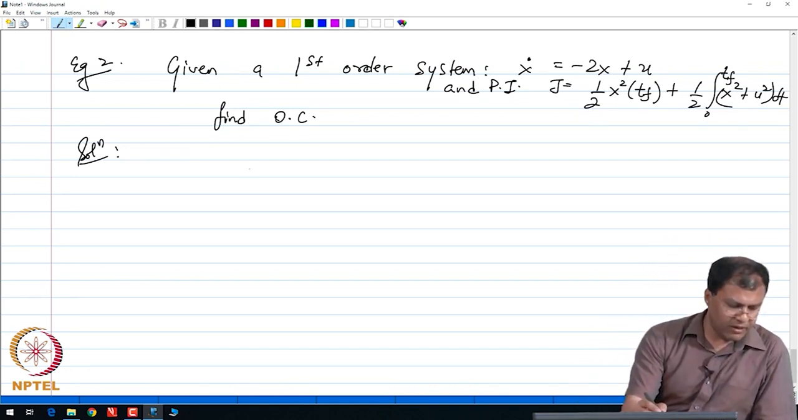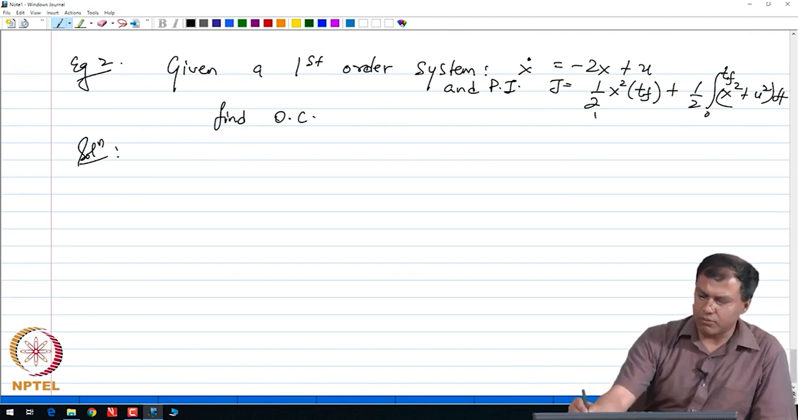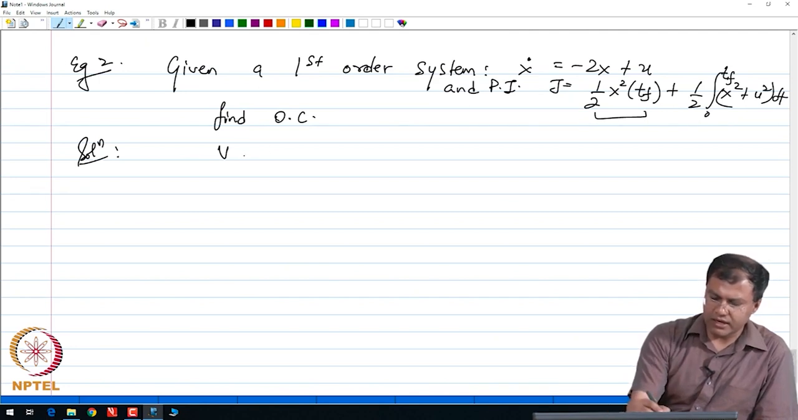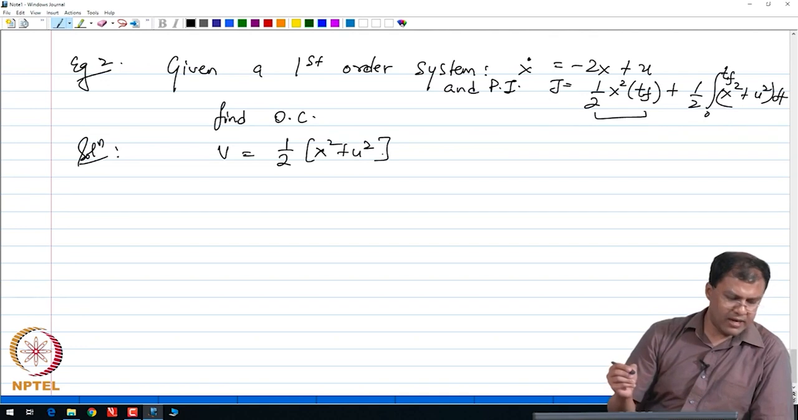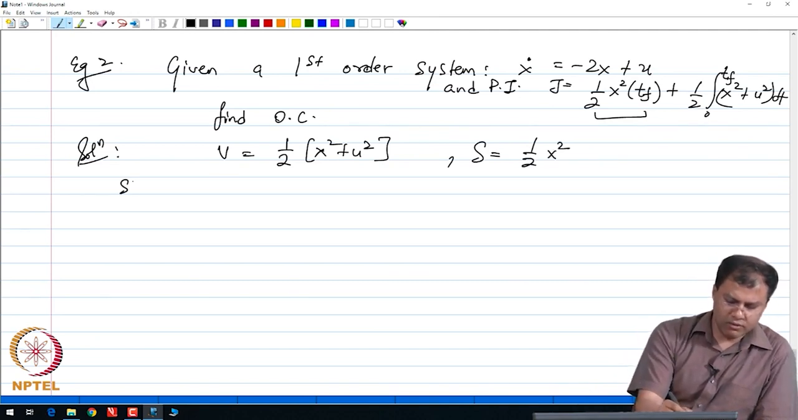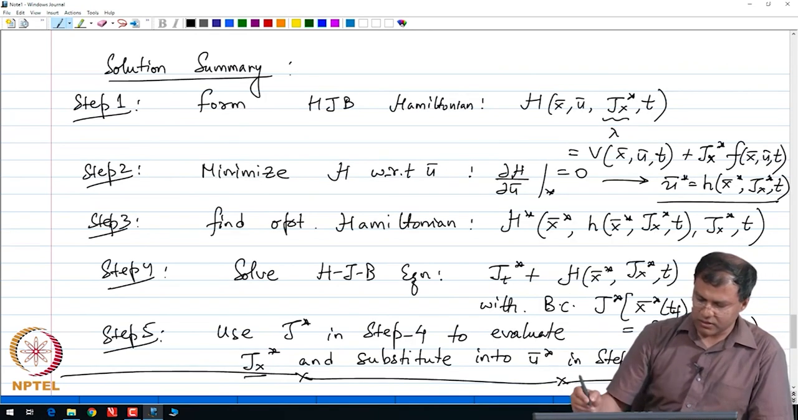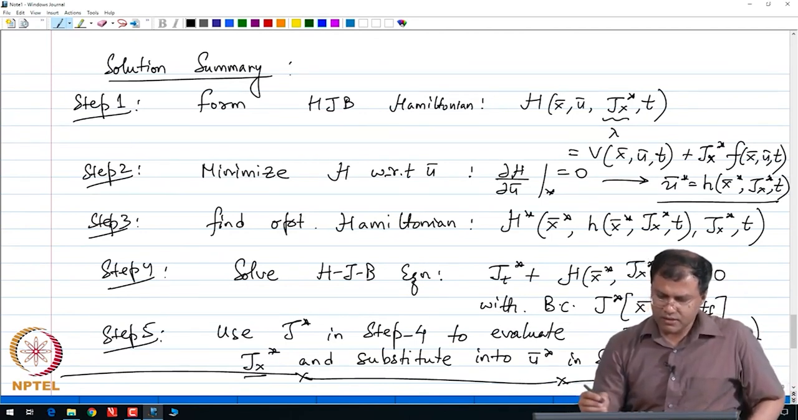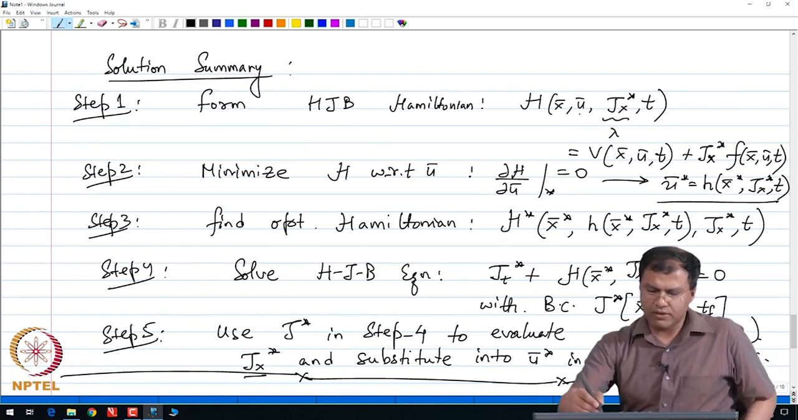So, we use the stepwise solution methodology. Before even step 1, we have to identify the various components here. So, my V, the quantity inside the integrand, is half x square plus u square, right. And my cost function S is half x square, right. So let us start with the solution methodology. So, step 1, we first write the Hamiltonian H of x star comma J x comma u comma t. Well, did we begin with u star or did we begin with u? We began with u, right, because we start with the general Hamiltonian.